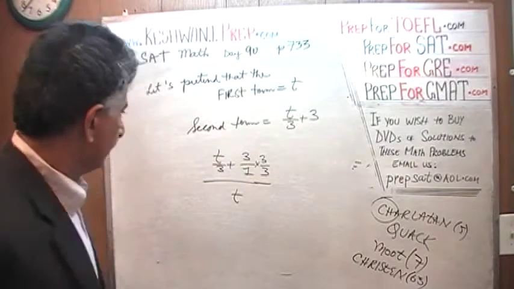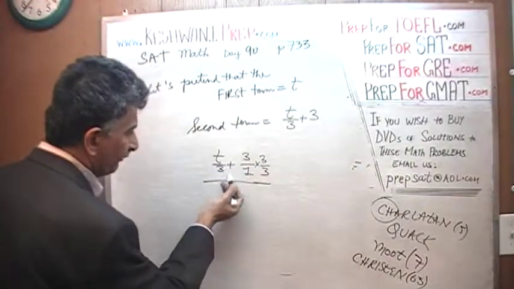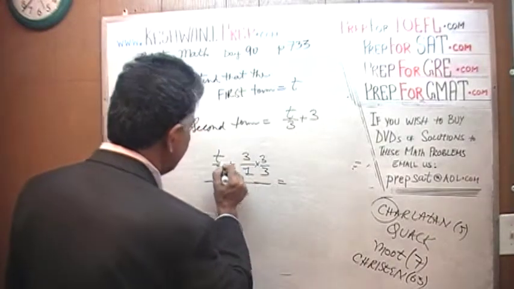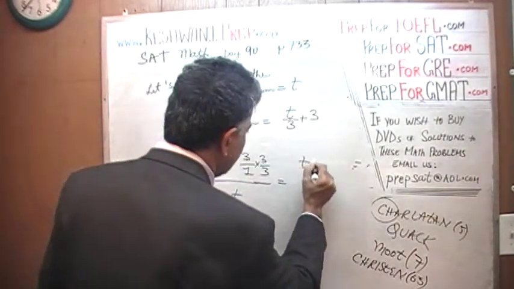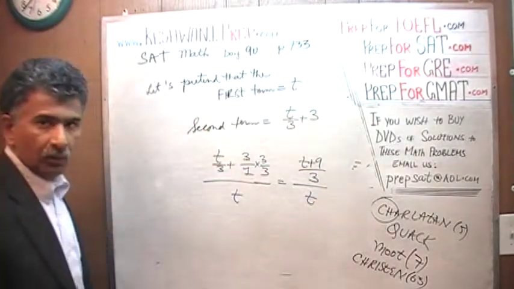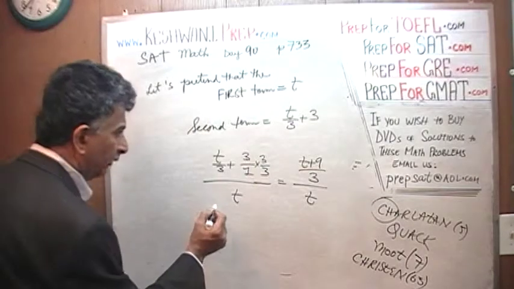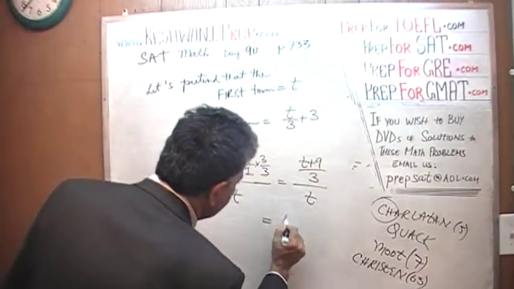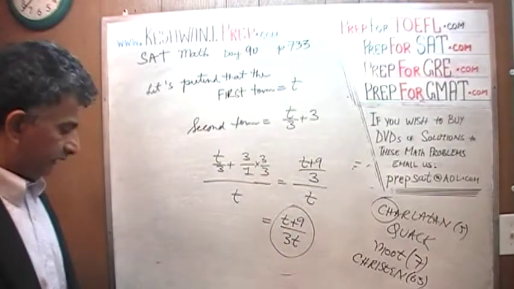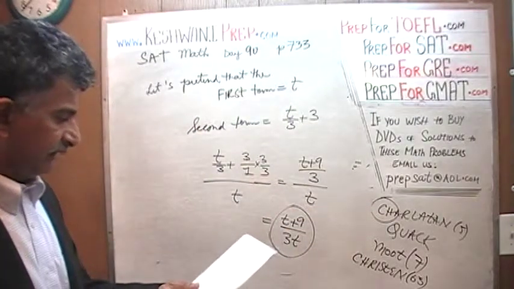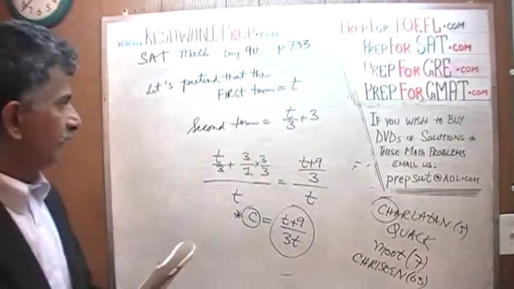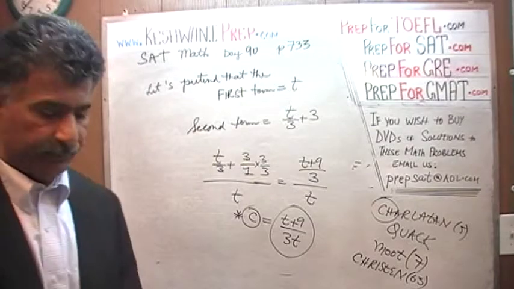So again, now they have the same denominator. This is 3 and this is 3. 1 times 3 is 3. They have the same denominator, so we can add them up. So we get t plus 3 times 3, which is 9. So we get t plus 9 over 3, and then over t, which is going to boil down to t plus 9 over 3t. And that's it. That was our answer. That's exactly what we found. And that's answer choice C. Do you understand?